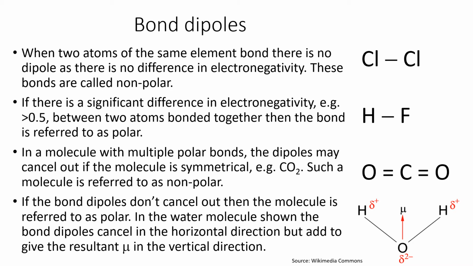If you think about a kind of horizontal axis, then the horizontal components of those dipoles would cancel, but the vertical components would actually add together. And so you can see in the diagram the red arrow with a little mu on top of it, that represents a net dipole. Slightly unfortunately, I think that arrow ought to be pointing down. You normally have arrows pointing towards the negative end of a dipole. And so this is why we describe water as a polar molecule, but carbon dioxide as a non-polar molecule.